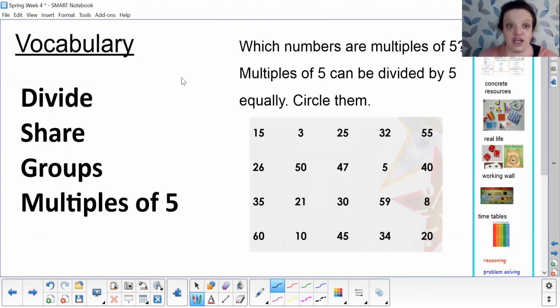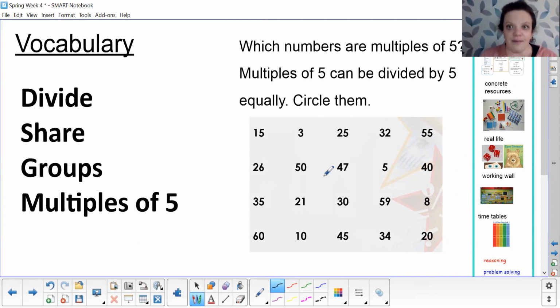Vocabulary today. So we're carrying on looking at divide and share and how that means putting it into equal groups and making sure everyone's got the same amount. We're looking at groups, that's groups of things. We're looking at sharing it out. A group is an amount of objects together. And we're looking at multiples of 5. So we know that multiples of 5 are the answers when we multiply by 5. They're the numbers that we get when we multiply a number by 5. So multiples of 5 can then be divided by 5 equally. They can be put into 5 groups equally.